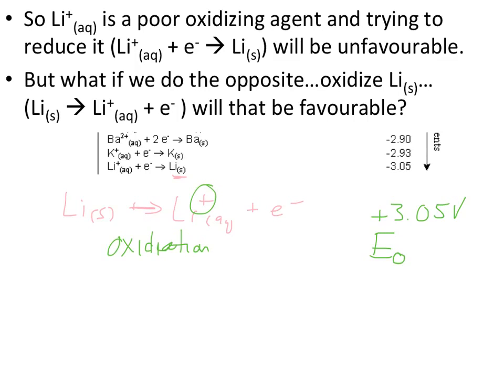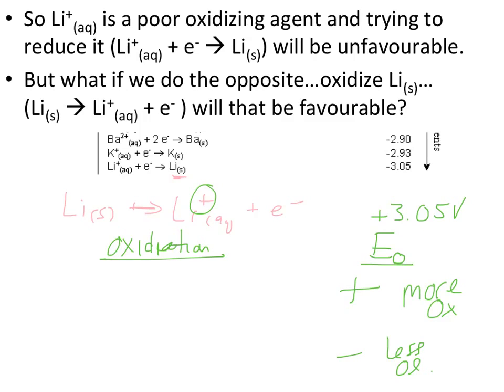Okay, so what this means, just like the standard reduction, when we had a standard reduction potential that was positive, it meant that it wanted to be reduced. Because we now have an oxidation reaction, we have converted this into a standard oxidation potential, and the more positive it is, the more it wants to be oxidized. Okay. The more negative it is, the less it wants to be oxidized. Okay, so the same kind of thing.